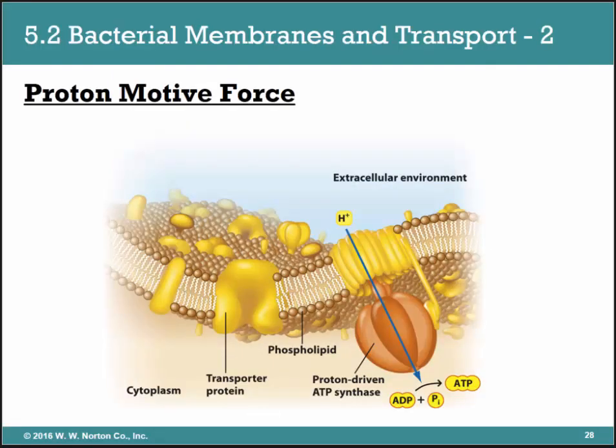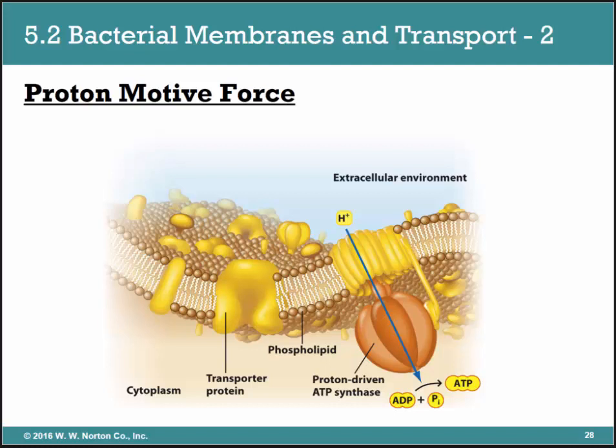The last thing in this section we're going to discuss is proton motive force. Earlier we spoke of active transport that requires energy for materials to be transported across the membrane. We spoke of ABC transporters that use the energy molecule ATP to transport these molecules across the membrane. ATP is not the only way cells can obtain energy for transport.